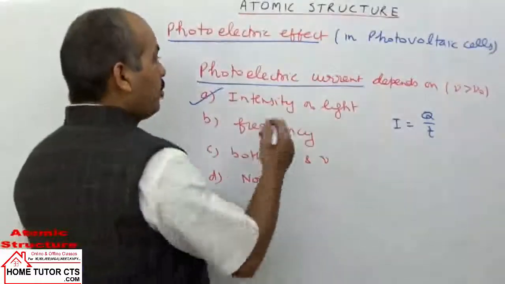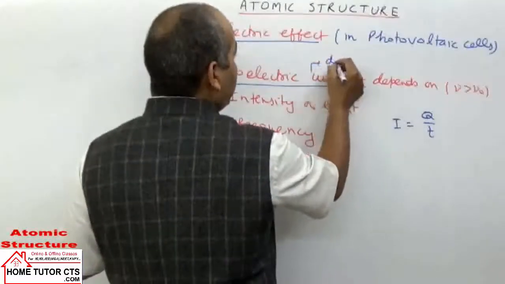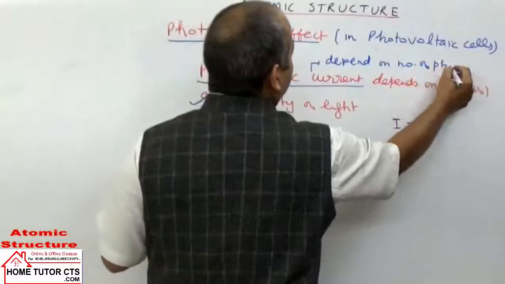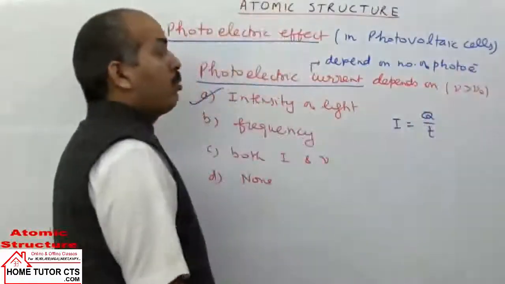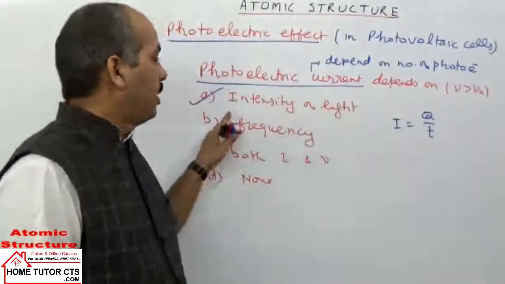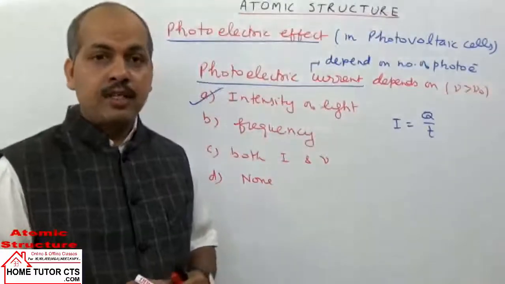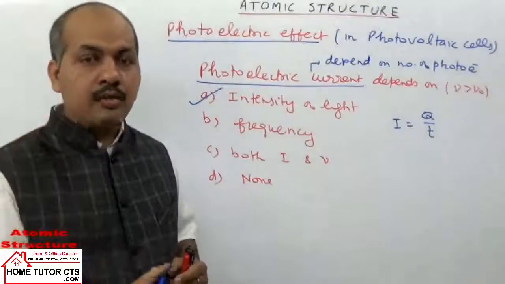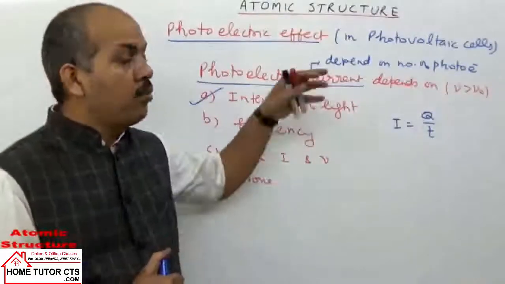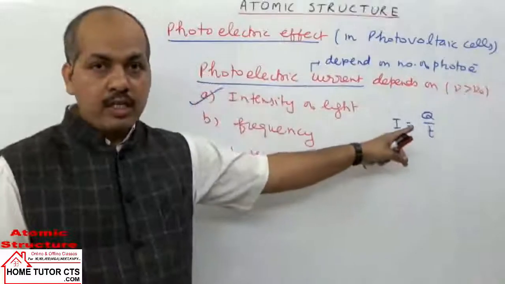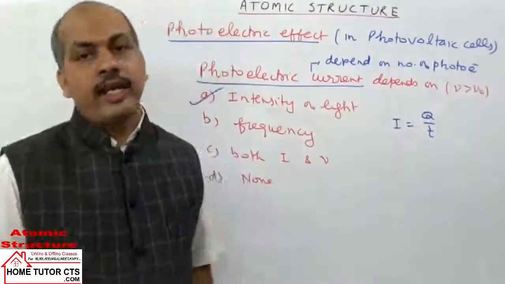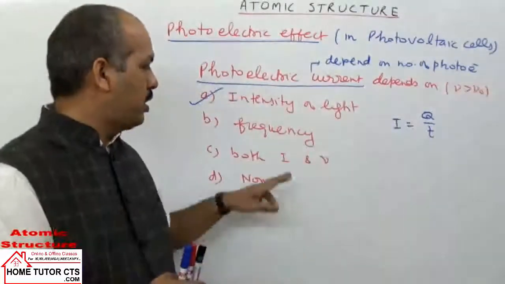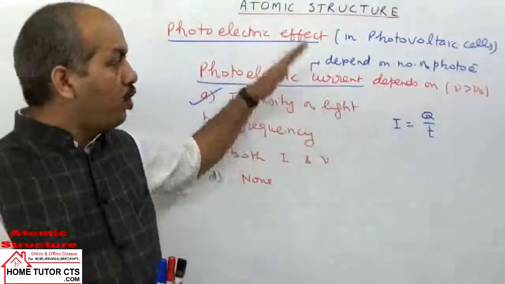Frequency of photons affects only kinetic energy of the photoelectrons, but this current will depend basically on the number of photoelectrons, and number of photoelectrons will depend on the number of photons which strike the metal surface per unit area per second, because more photons striking the metal surface per unit area per unit time can eject more electrons. More electrons means more current, because more charge they can carry. So more charge means higher photoelectric current. This I is intensity, this I is current. So I hope this is clear.